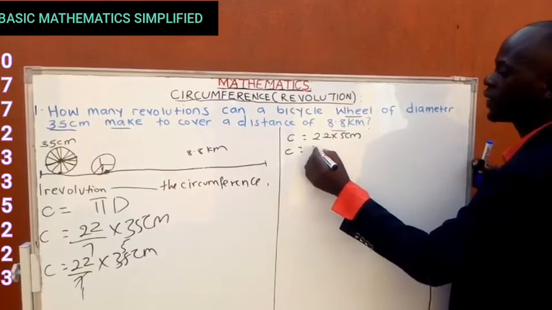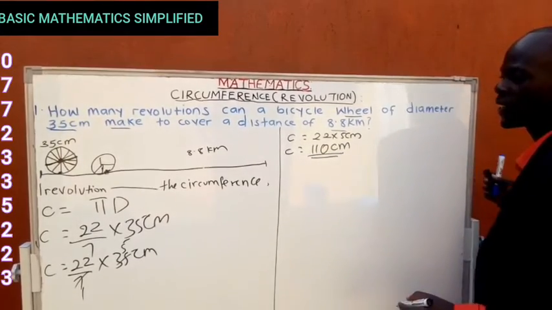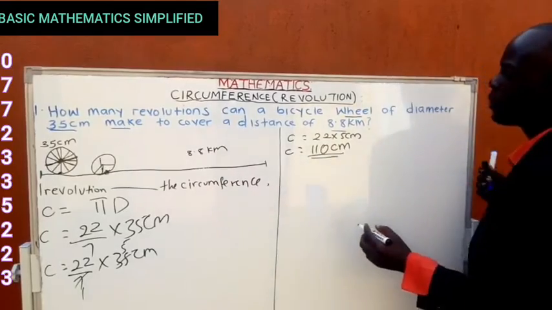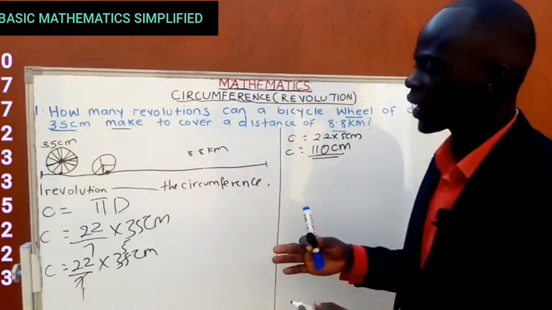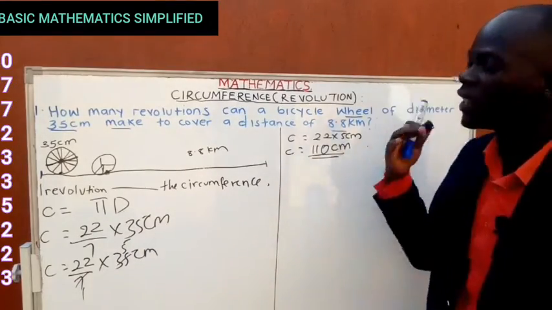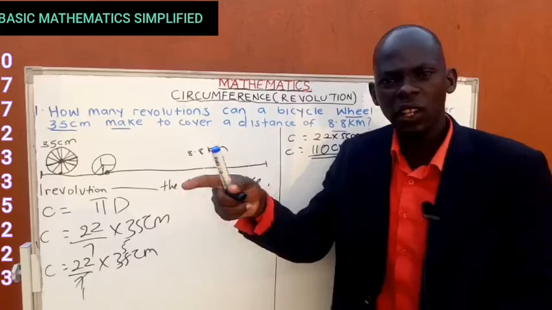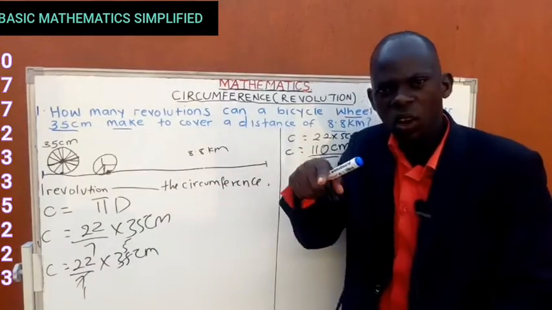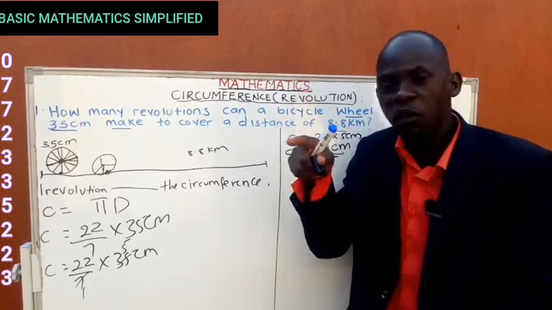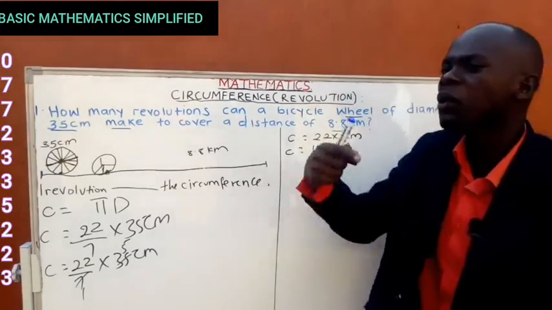So circumference is 110 centimeters. Now, after getting circumference, we already have the distance. But what we need to do here, when we have the distance and the circumference already, we shall divide the distance by the circumference to get the number of times. Remember, we already know that 1 time, or the distance around the whole wheel of that bicycle, is equivalent to 110 centimeters.